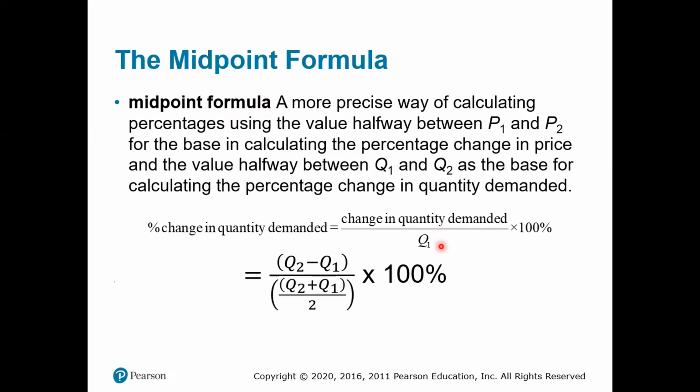In the old equation, it was Q1 here. Now what we're doing is we're just going to add these together and go halfway. So if Q2 was 10 and Q1 was 8, 10 plus 8 is 18, divided by 2 is 9. Notice we're going right between 10 and 8, halfway between, and that's 9. That's because this equation is highly sensitive to this Q1 value. So what we're doing is we're splitting the difference.